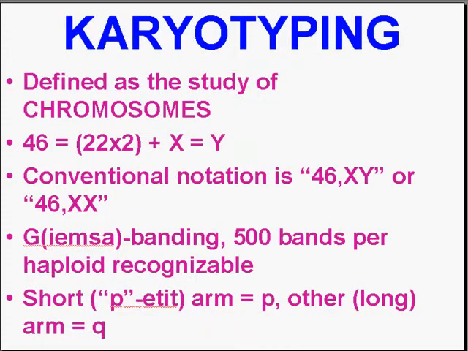Let's talk about chromosomes now, in the third and last part of our discussion on genetics. You know that everybody has 46 chromosomes. 44 of those are autosomes, and 2 are sex chromosomes. The male has an X and a Y, and the female has 2 X's. The conventional notation would be 46,XY or 46,XX, depending on whether you're a male or female, respectively.